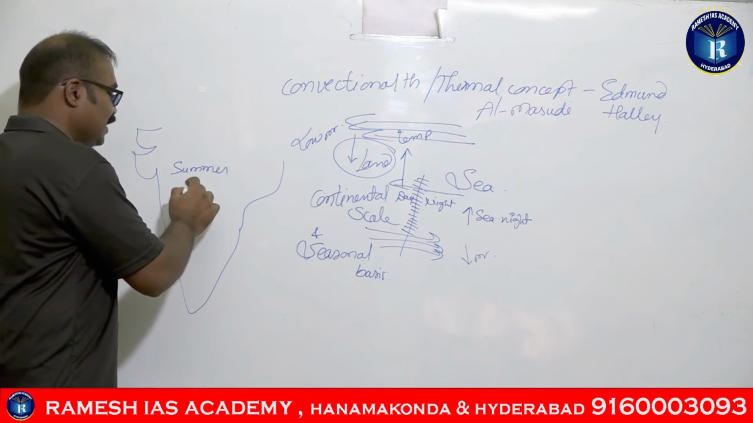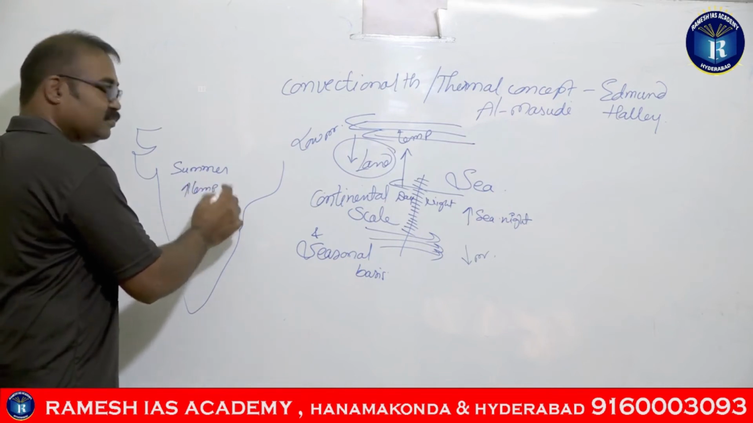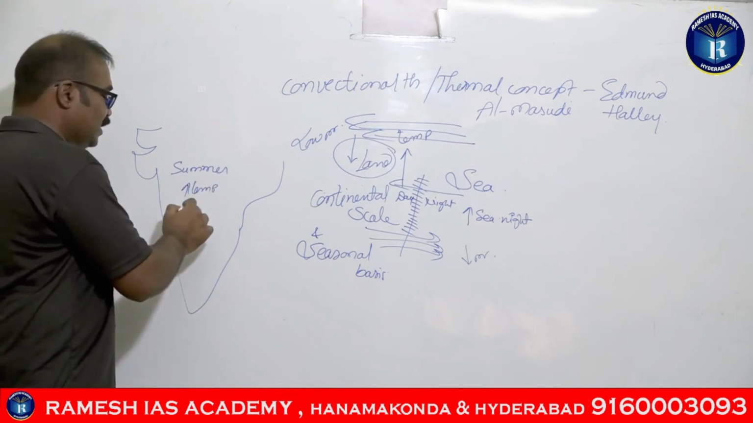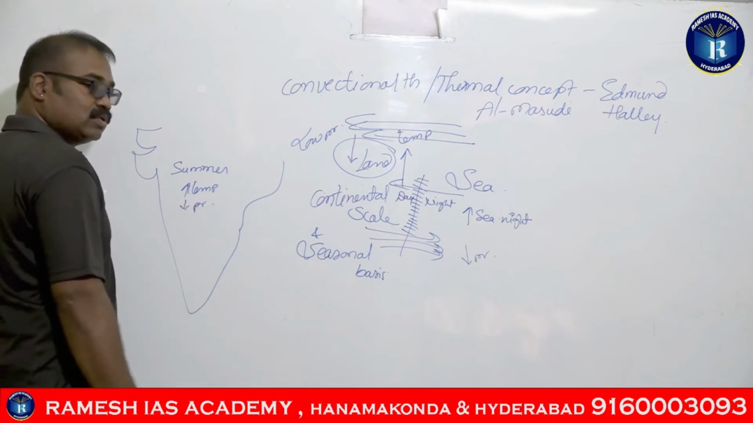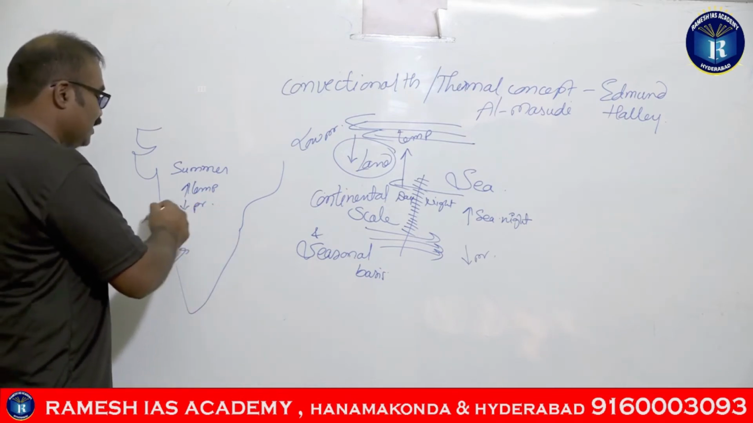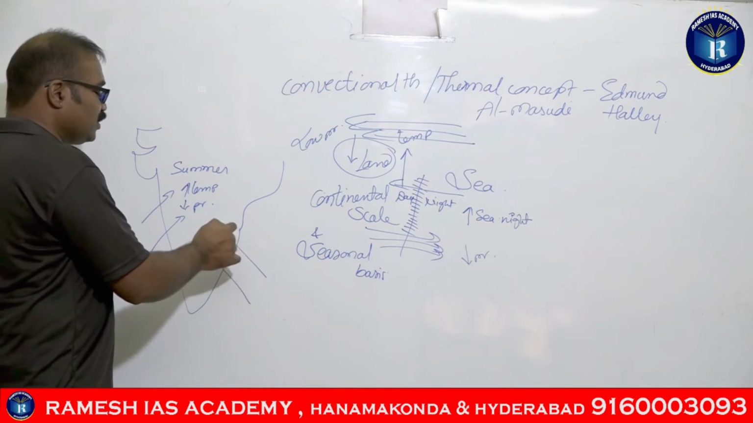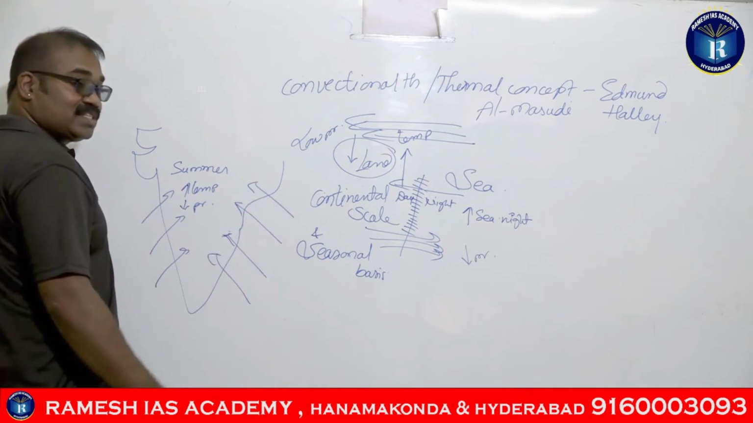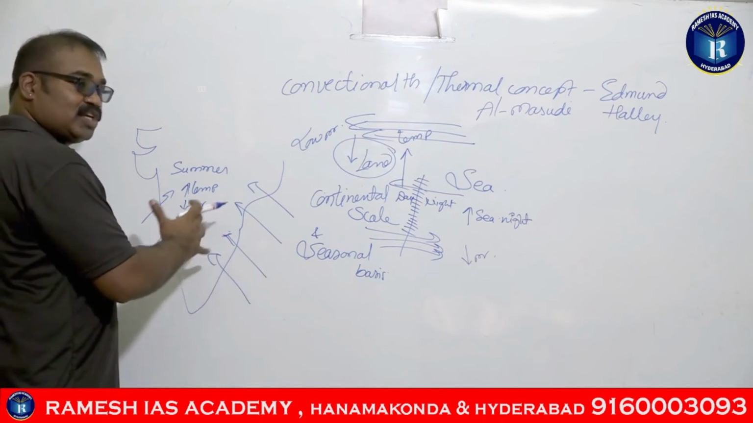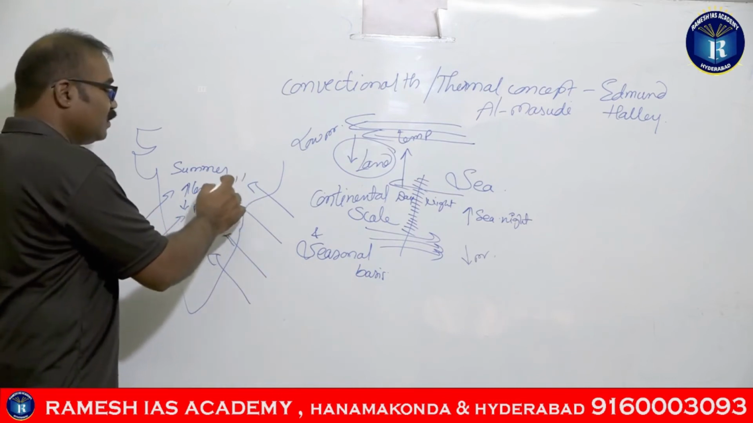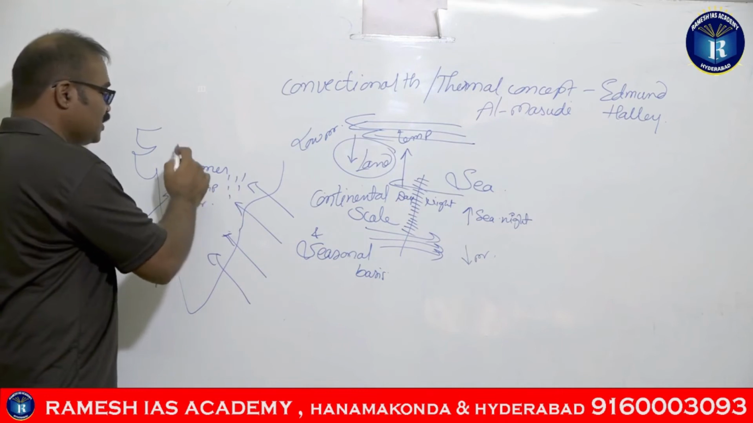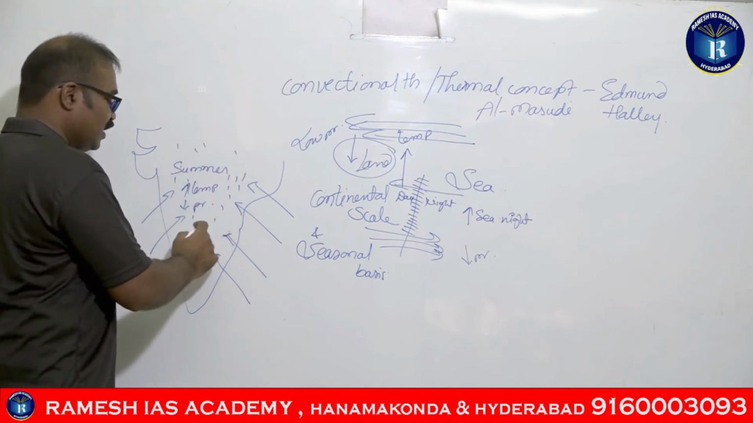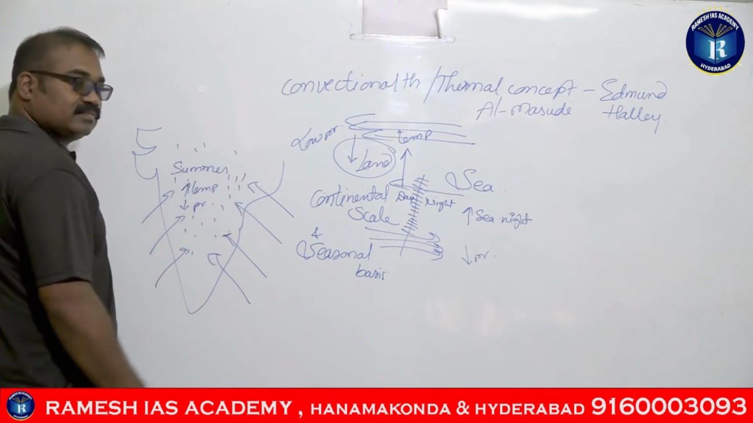In summer, the temperature is increasing. When the temperature is increasing, pressure is low. So the low pressure area is attracting the winds from the oceans, right? And because the winds are coming from the oceans, they are carrying the moisture from the oceans, and the moisture is released over India, giving the rains.